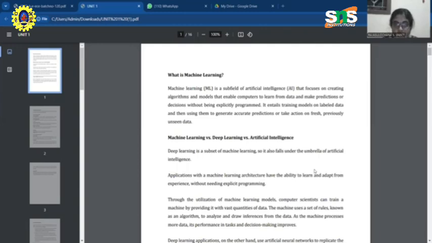Now let us see what is machine learning and what are the differences between AI, machine learning, and deep learning. So AI is a broader area. Anything that automates falls under AI, and machine learning is considered as a subfield of artificial intelligence.